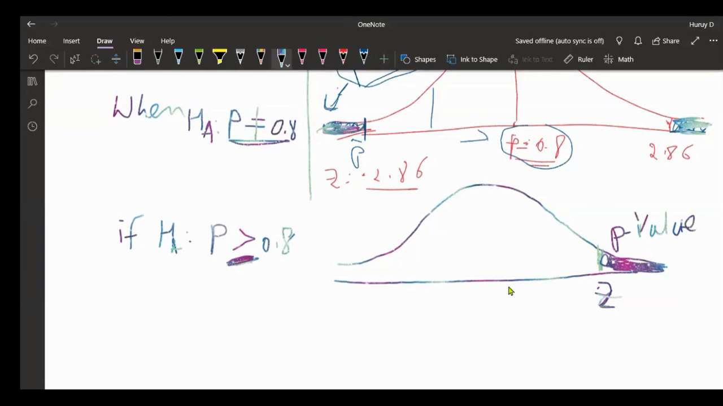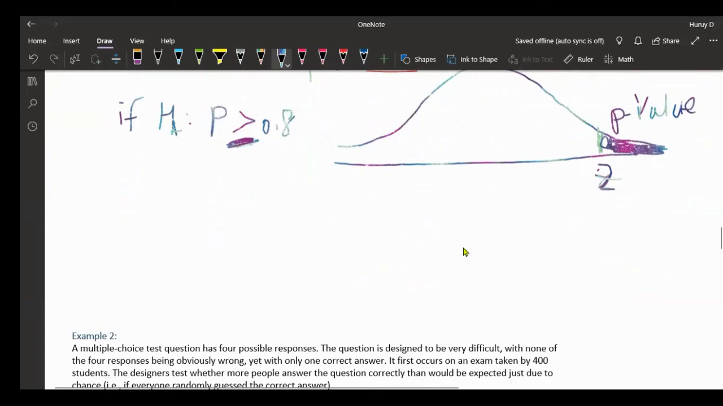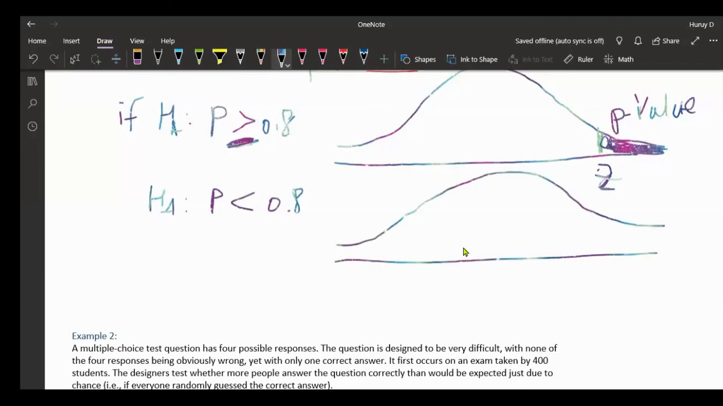Your p-value here. And if H sub A is P less than 0.8, then here you have the Z calculated value, and this will be your p-value.